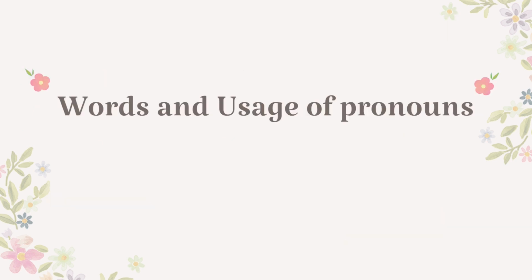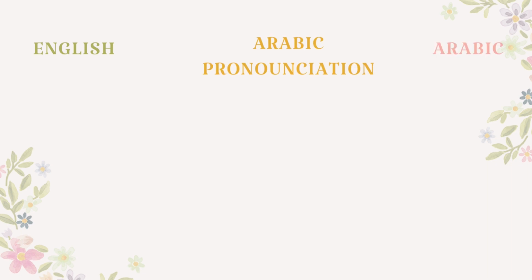Let's have a look at the words and the usage of pronouns. Let's see the word in English and how it's pronounced in Arabic and how it's written. The first pronoun, I or I am in English, is pronounced in Arabic as أنا, and it's written like this.